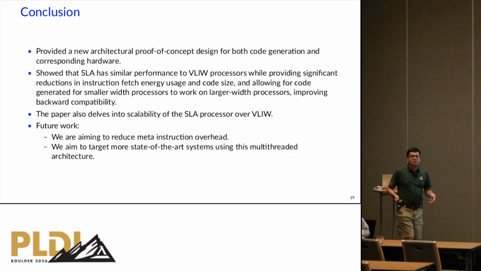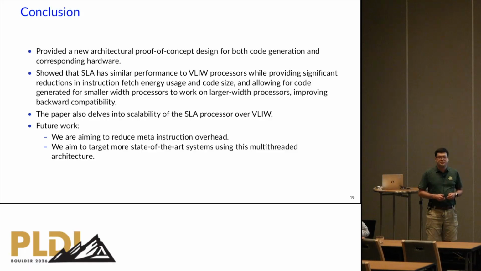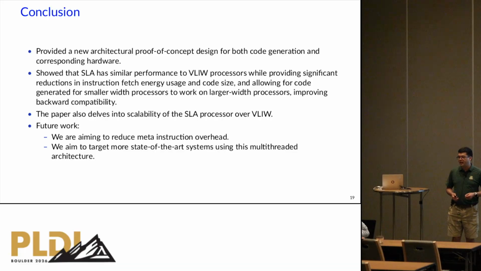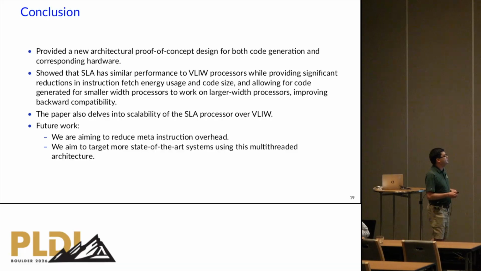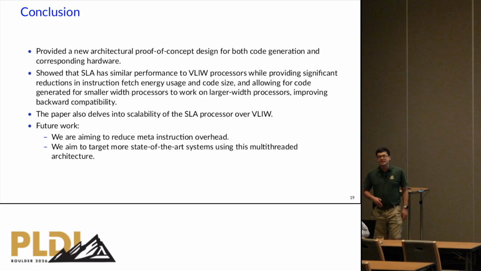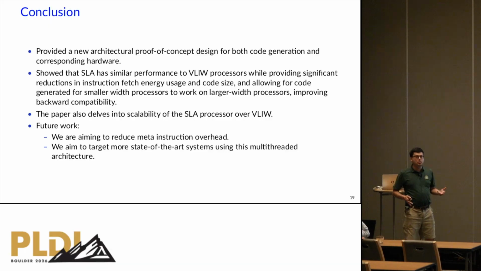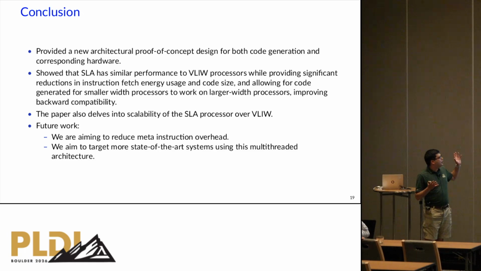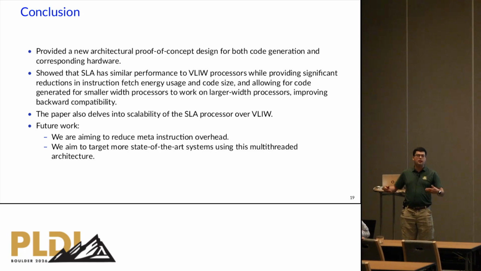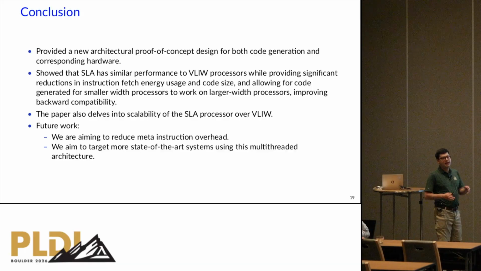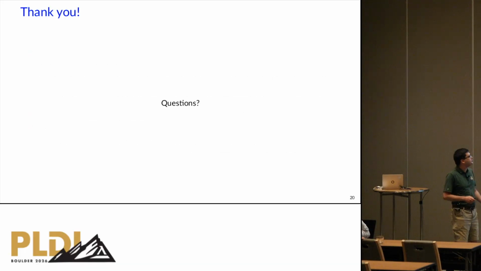And really, there's two major things we want to work on in the future. The first is meta instructions do have a non-negligible amount of overhead, especially in function calls, because you have to keep track of more things. We want to aim to reduce that overhead as we move forward in designing this SLA processor. The second thing is we actually want to target more state-of-the-art systems using this, in quotes, multi-threaded architecture, because what we would like to do is really improve and work on this idea of having these parallel pseudo threads.